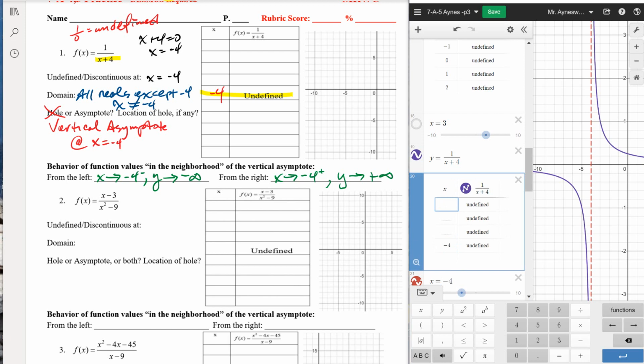Okay. Now I'm going to come in from the left of -4. So if you're left of -4, that means you want to be in the immediate neighborhood of -4. You got to be really close to it. And so -4.1. Okay, type in -4.1. That's pretty close. And notice it gives you a function value of -10. Okay, well, let's get even closer. Let's go -4.01. That's closer to -4. Okay, and notice the function value is -100. Well, let's get even closer.